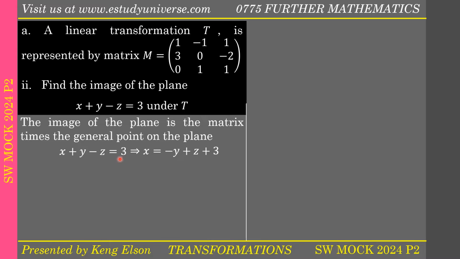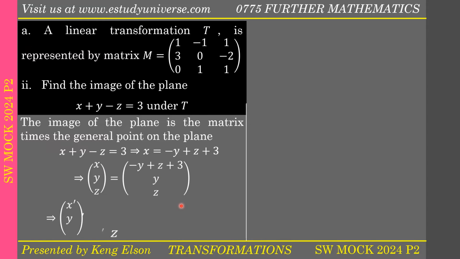So for x, I will need to subtract y and add z, so that I get negative y plus z. Then we add the 3, that is x. So the general point on the plane, in the place of x, I replace x with what I have, and y and z remain unchanged. If I decided to find y, I would instead replace y with what I have in terms of x and z, and x and z would remain unchanged. But since I found x, my y and z remain unchanged.